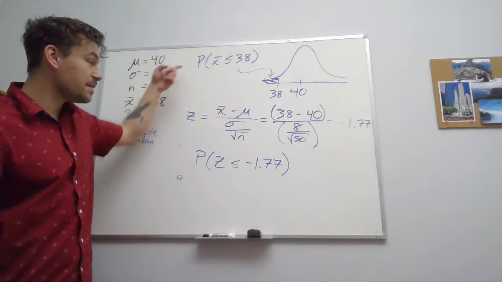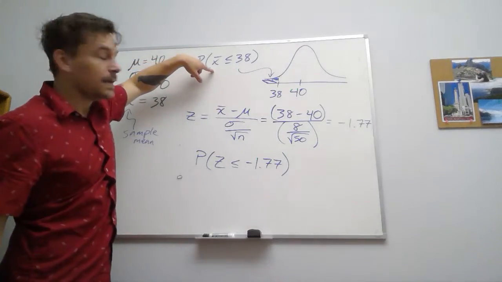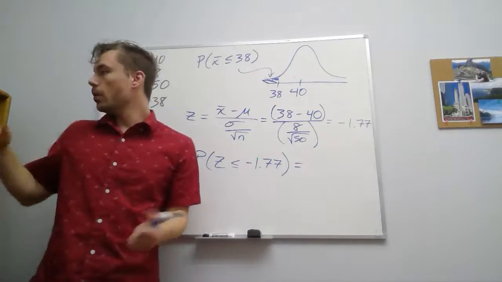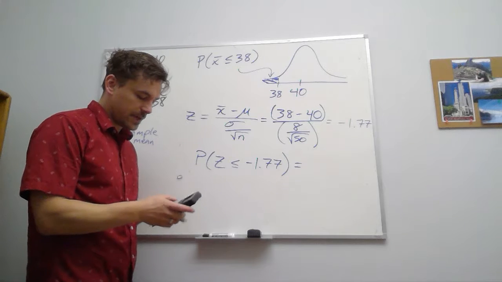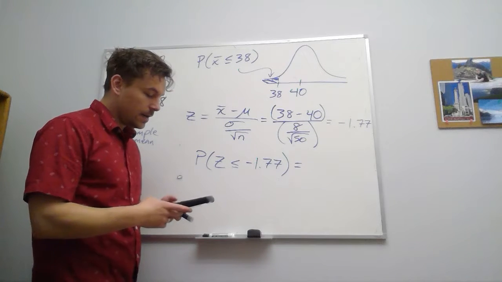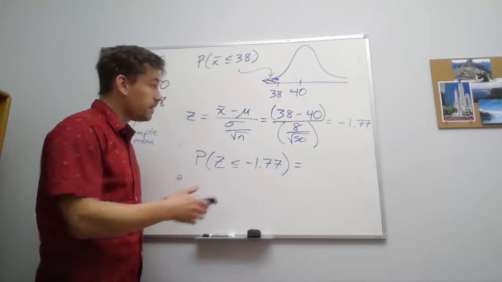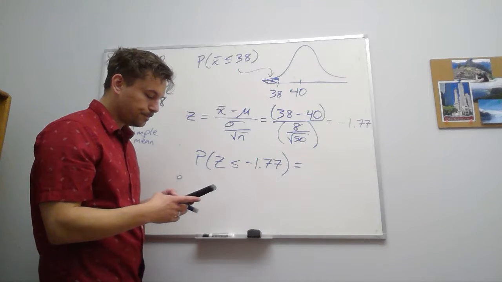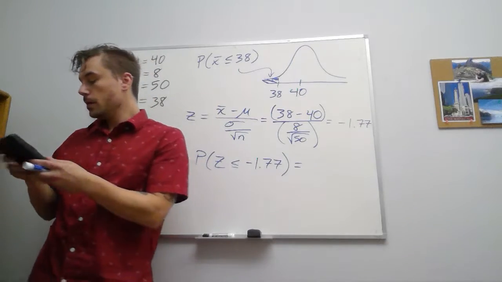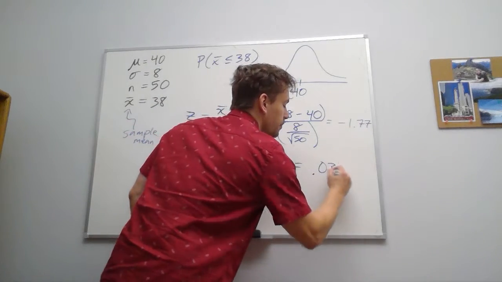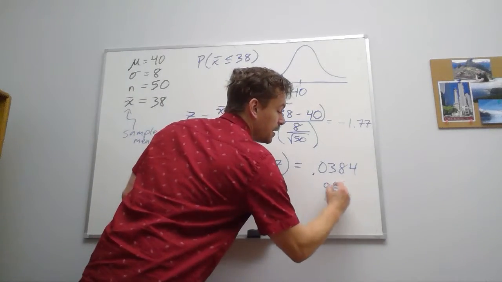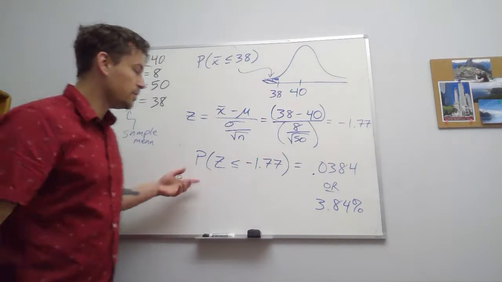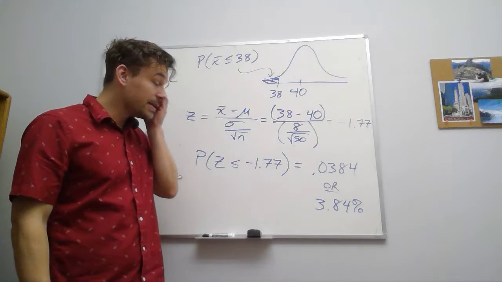So these two ask the same thing, except here we have raw data, and here we've standardized it. So we can use our table or our calculator. I'm going to use a calculator because I've got that right in front of me. But we're basically looking for this little area, right, what that represents as a percentage. And it looks like 0.0384. That's as a proportion. If you want to write it as a percent, that's 3.84%.